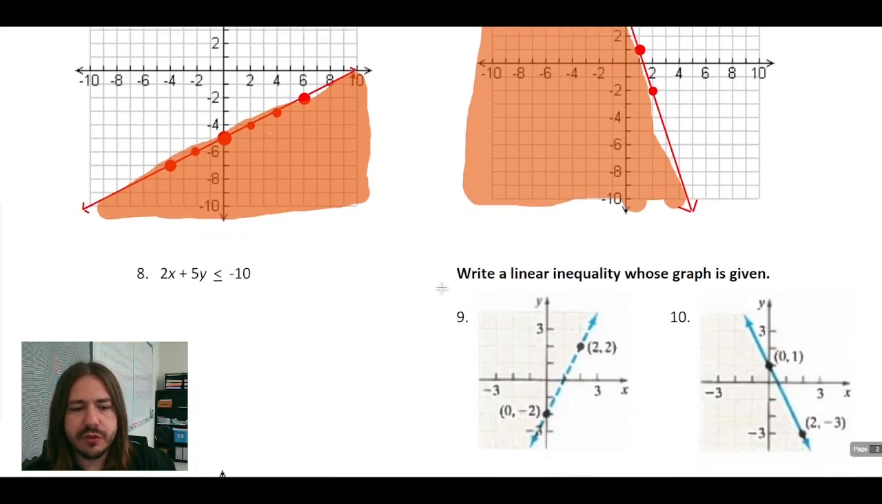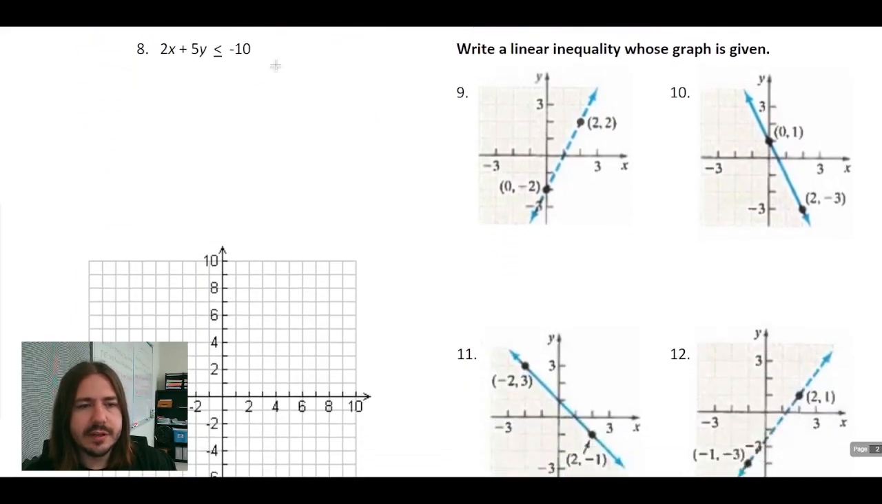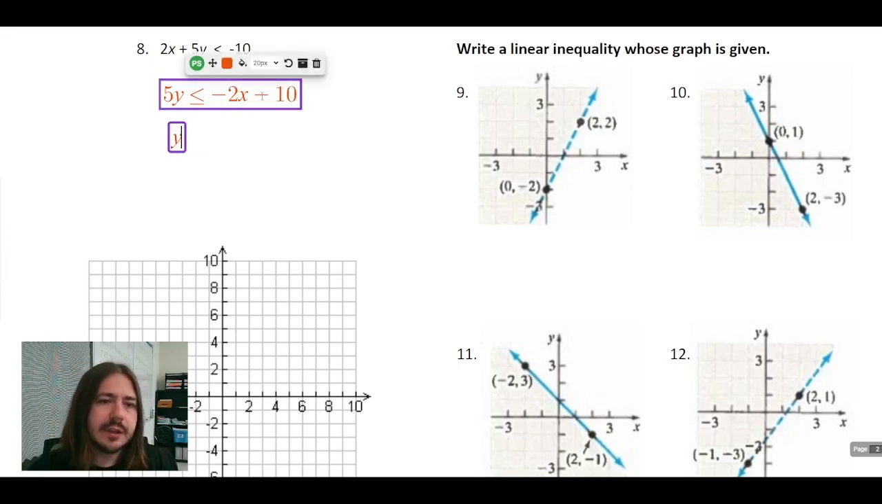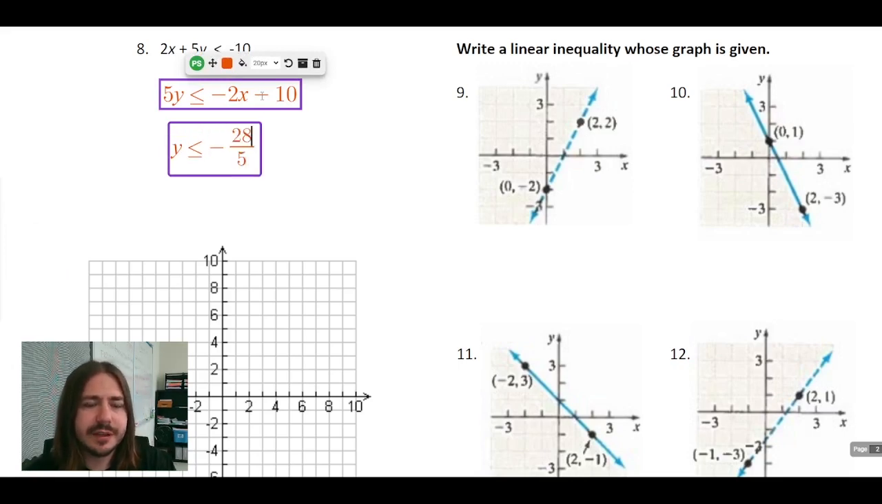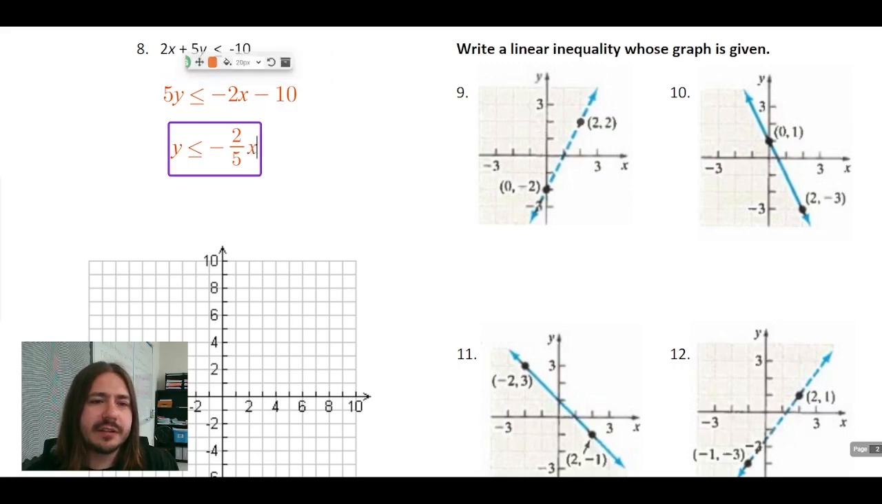Just kind of more of the same here. It's another one that's not in slope-intercept form, so let's modify this a little bit. We're going to subtract 2x from both sides to give me 5y is less than or equal to -2x minus 10. And then if I divide everything by 5, it is unfortunately going to cause this slope to be a fraction. This is not that unfortunate. But the y-intercept here is 10 divided by 5, which is going to be 2, so -2.